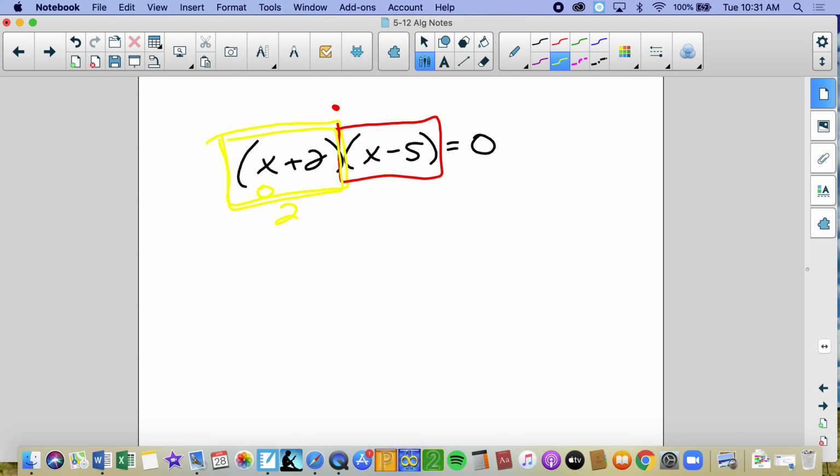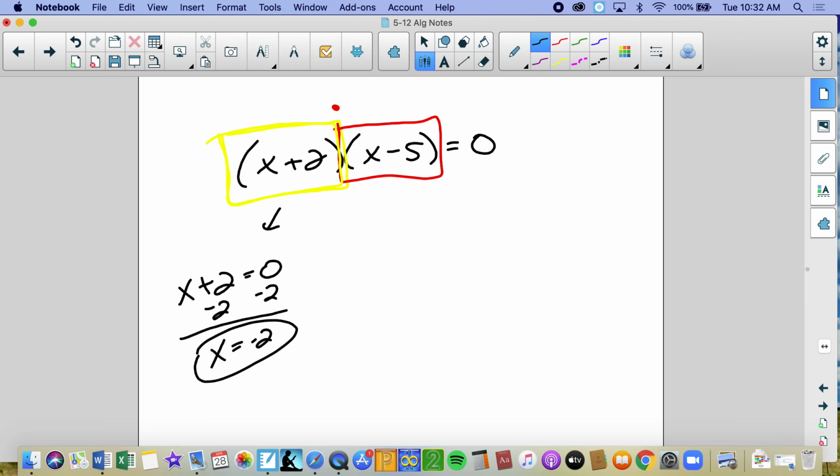What would make this yellow box equal to 0? Well, 0 doesn't. If we plug in 0 for x, we just saw that that would make this box equal to 2. So what would make that equal to 0? Well, we can go off to the side here and write x plus 2 equals 0. That's saying, what does x have to be when it's added to 2 to equal 0? So we subtract 2 and we find out that when x is equal to negative 2, negative 2 plus 2, this box equals 0. That's good. So one of my solutions is negative 2.